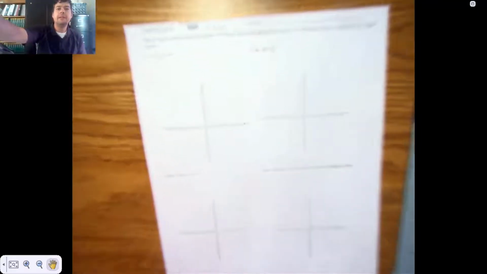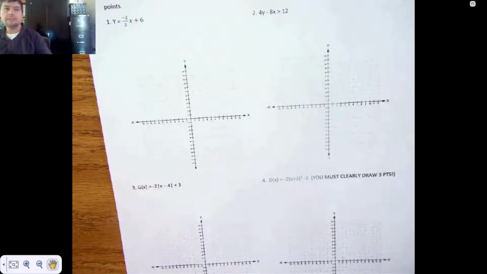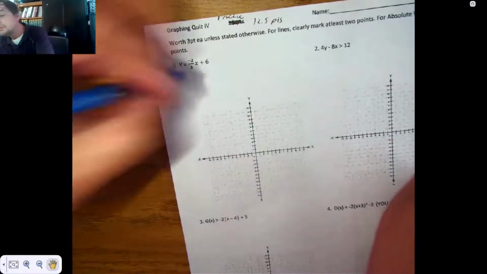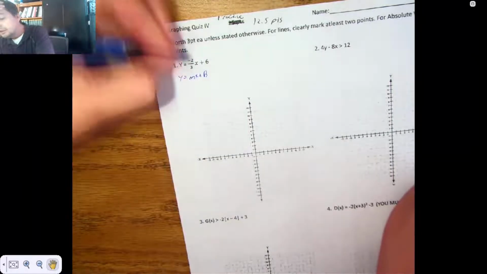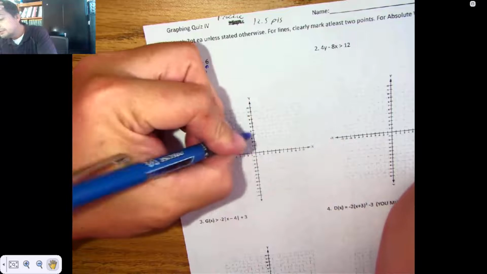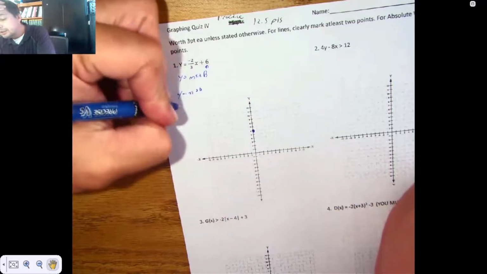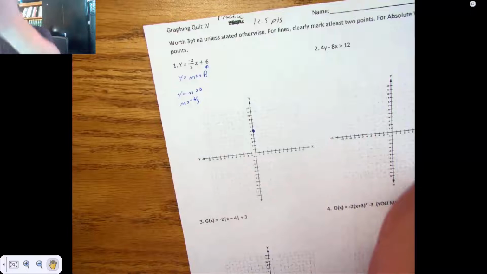Alright, so in front of me today I've got a graphing practice quiz. The first one's the easy one, the one nobody is supposed to miss. It's y equals mx plus b. There's your y-intercept. You have a y-intercept at 6. Nice, good, solid dot. And your slope is negative 2/3, which means we fall 2 and run 3.